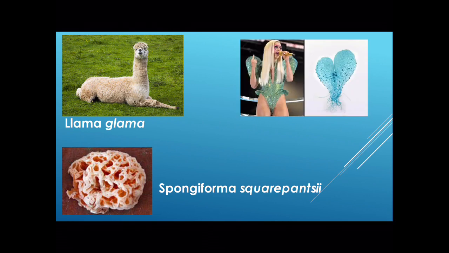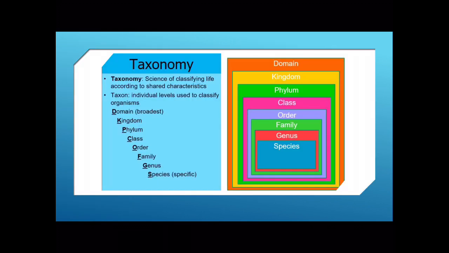What about this? Anybody know what this is? This is a type of sponge. Somebody named it Spongiforma squarepantsi, after SpongeBob SquarePants. And then one of my favorite types of plants is named after Lady Gaga. It is a type of fern, and they named it Gaga germanata. All these words are Latin and apparently pretty hard for me to pronounce.